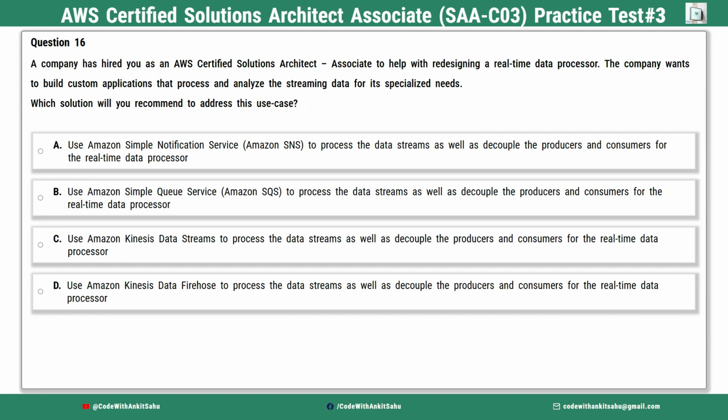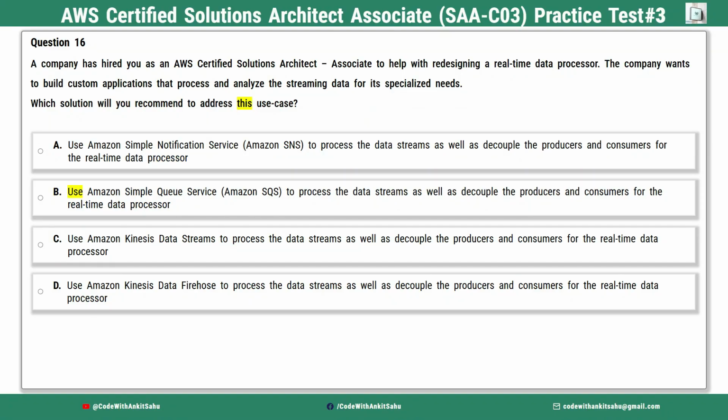Question 16. A company has hired you as an AWS Certified Solutions Architect, Associate to help with redesigning a real-time data processor. The company wants to build custom applications that process and analyze the streaming data for its specialized needs. Which solution will you recommend to address this use case? Option A. Use Amazon Simple Notification Service, Amazon SNS, to process the data streams as well as decouple the producers and consumers for the real-time data processor.